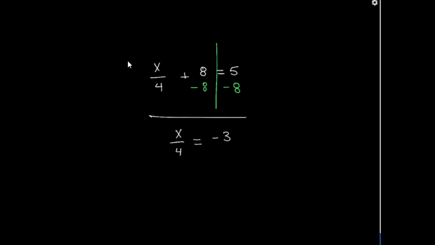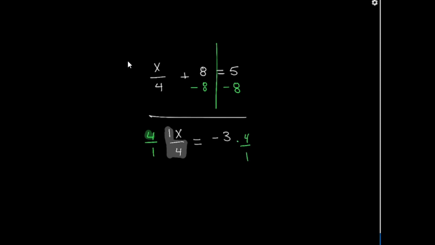Now, let's look at the coefficient in front of x. This is understood to be 1 over 4. So what I do is I look at this as a fraction, 1/4, and I take the reciprocal of that. And what that means is I flip it. So I want to multiply both sides by 4 over 1.